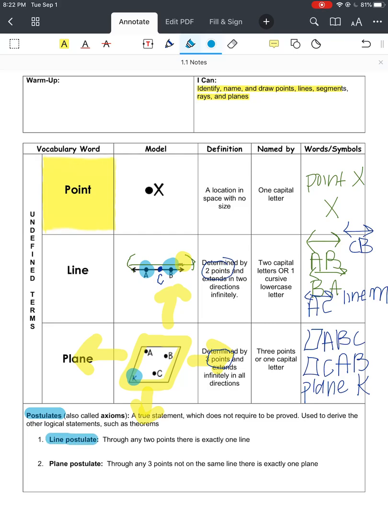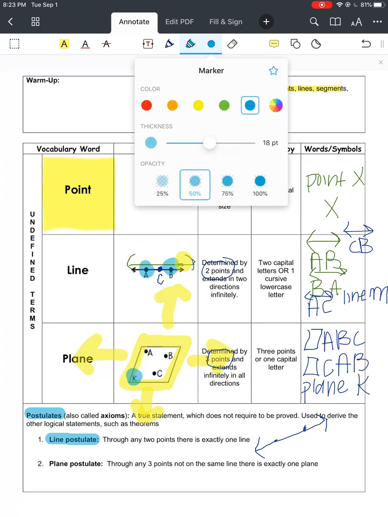The line postulate has a lot to do with the line definition. Through any 2 points, so no matter where I draw 2 points in this world or on my paper, I should be able to draw a straight line. Again, all lines are straight in geometry. Arrows at the end, it extends on forever and ever. So through any 2 points, there is exactly one line, and I can always draw it.